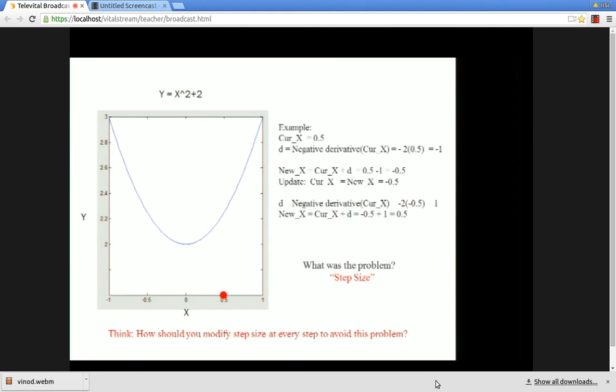So the question is, I will let you think. There are lots of questions that I will leave you with, which you can think about during the talk or later after the talk. One of the questions is, how should you modify the step size to avoid this problem? You know that you have to multiply it with a small number. Do all small numbers work? Should you choose it in a certain way and so on? Are there problems where some fixed small number is not going to work? Think about it.